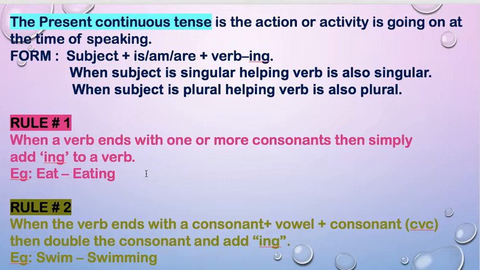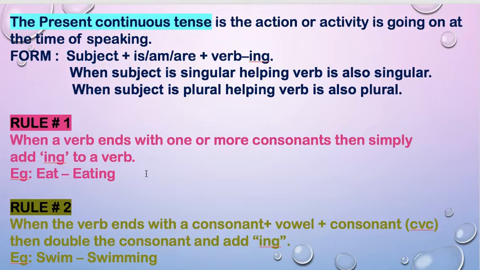Example, eat, eating. So what we are doing here? We are adding ing to the base form of the verb. Eat, we are adding base form is eat, and what we are doing? We are adding ing to the base form of the word. So eat will become eating. Okay, next, rule number 2, when the verb ends with a consonant plus vowel plus consonant.